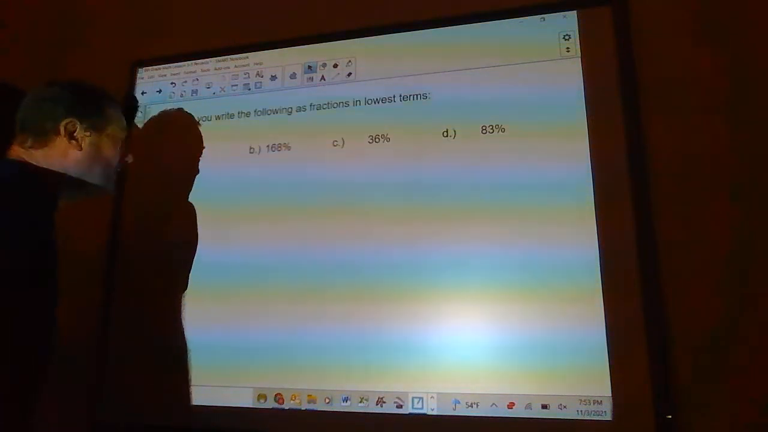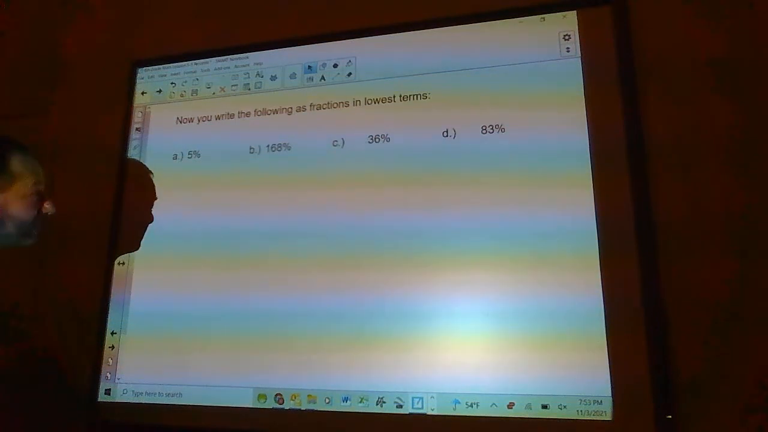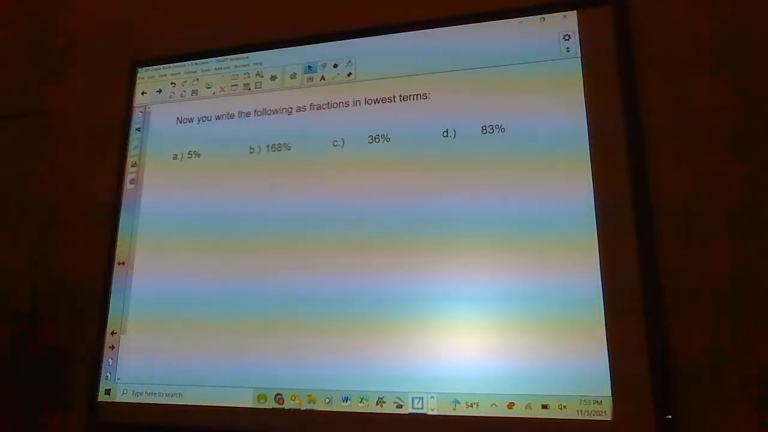Now what you're going to do is write the following percents as fractions in lowest terms. Go ahead and pause the video here. Write these out of 100, and then jump back on and see how you did.